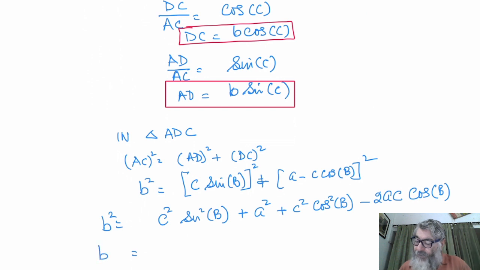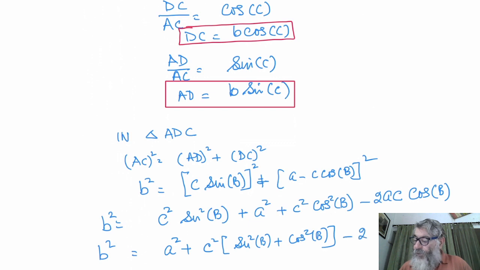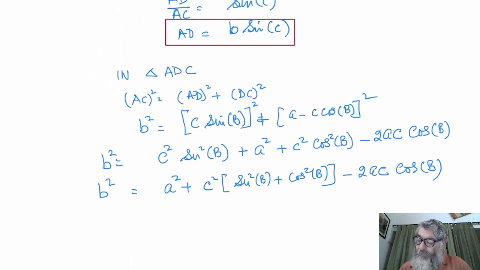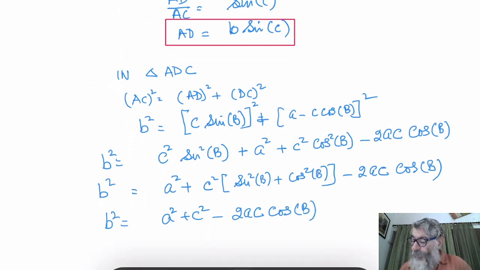Now B square is A square plus C square common, sin square B plus cos square B, minus 2AC cos B. So what will I get? I'll get B square is equal to A square plus C square, because sin square B plus cos square B will be 1, minus 2AC cos B. This is one of the laws.